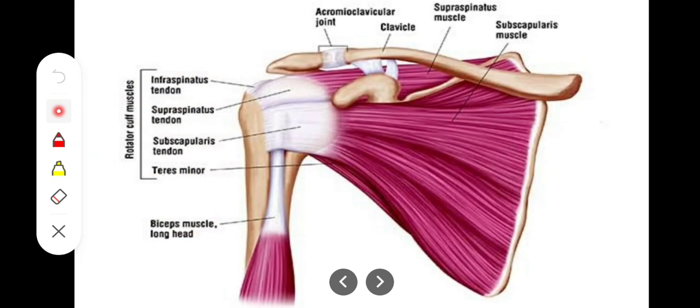So this was all about the functions and nerve supply of the muscles of the scapular or the shoulder region.